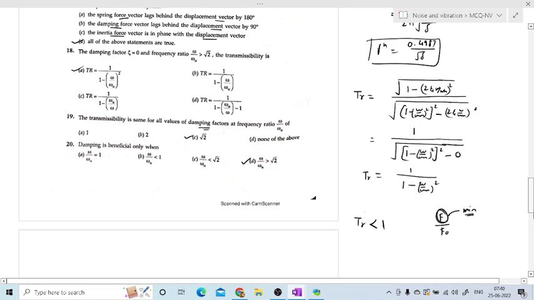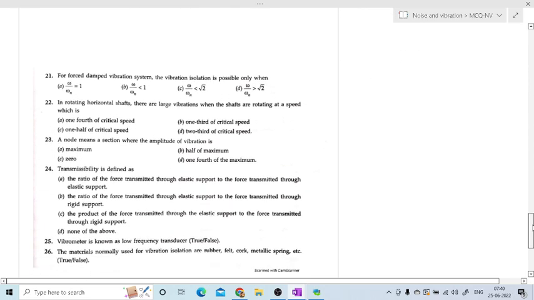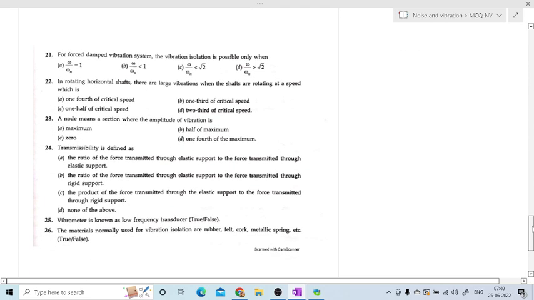Okay, so damping is beneficial only when omega by omega n is greater than √2. Okay, now next 21. For force damped vibration system the vibration isolation is possible.